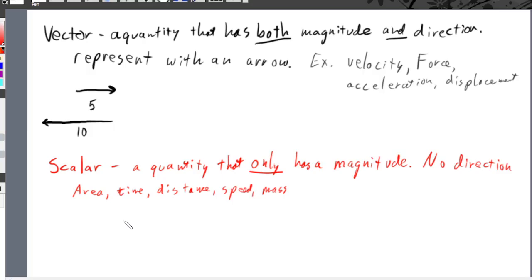Like no one says, "Hey, I'm going to be going 14 seconds to the left." Or if they do, that's a little bit weird. Or how much mass does that object have? Oh, it has a mass of 3.2 kilograms to the northeast. No, mass doesn't have a direction. So these are things that don't have a direction associated with their measurement, whereas all of our vectors do. Questions about that so far?